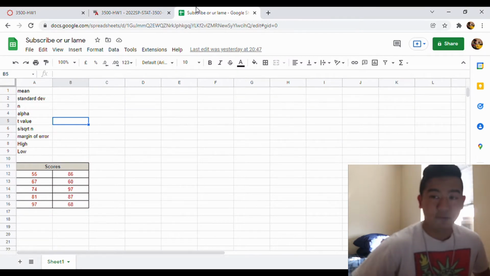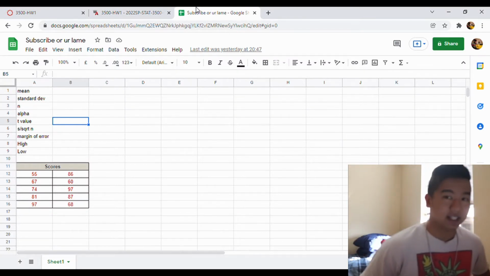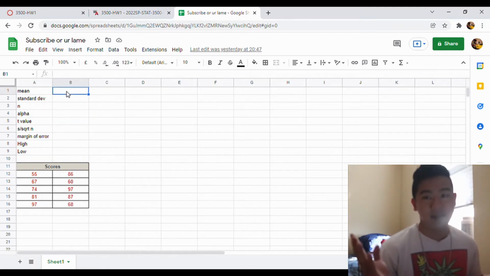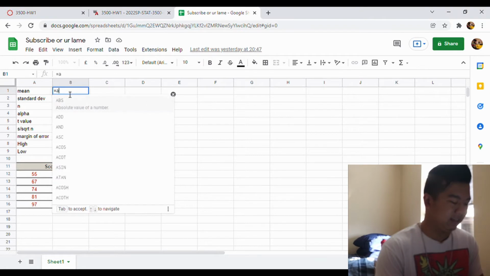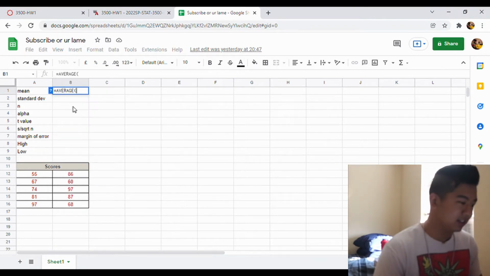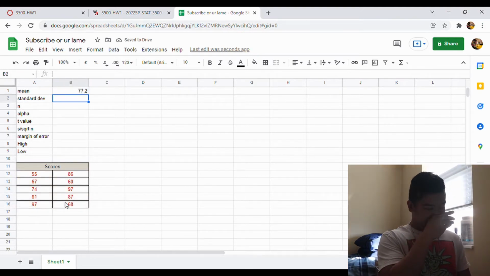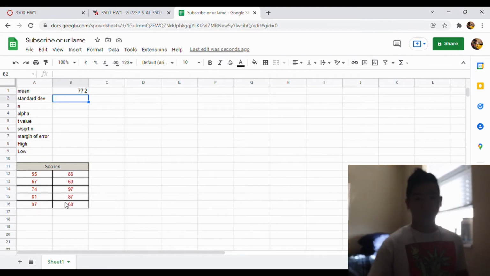Here's our spreadsheet, which will be linked down in the description. So our mean, what's the mean? It's the average. So equals average. Put in your parentheses and select the numbers that you want to average. Our average is 77.2. So that's our mean.